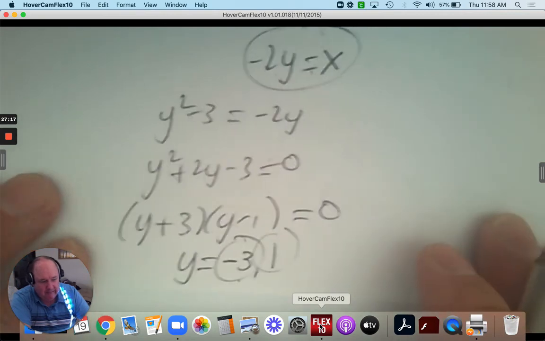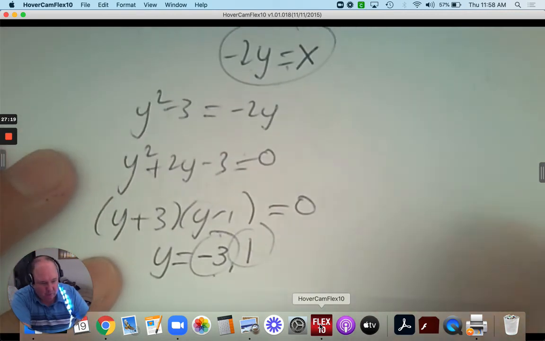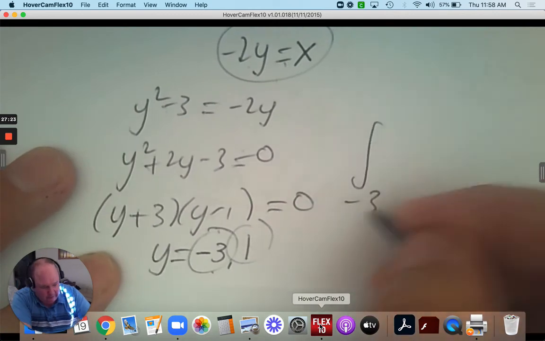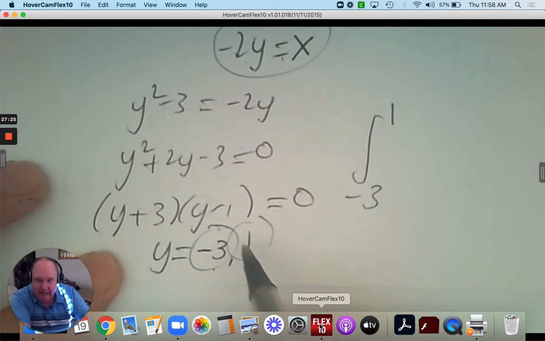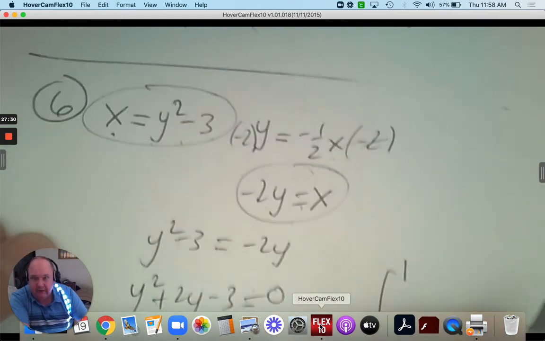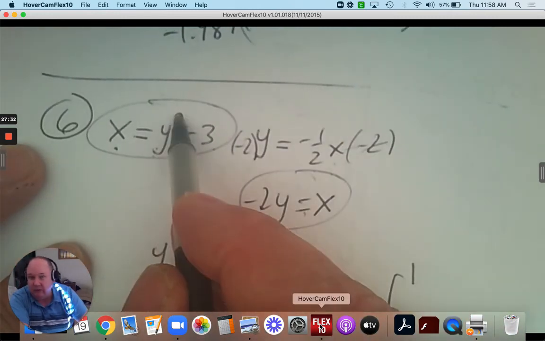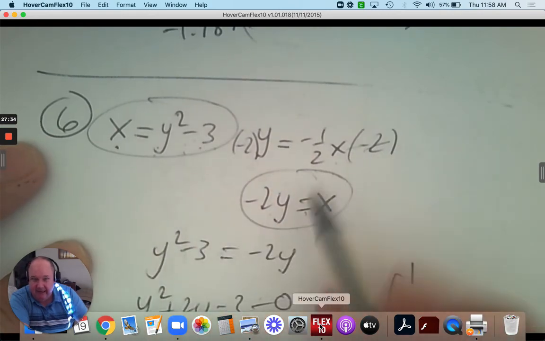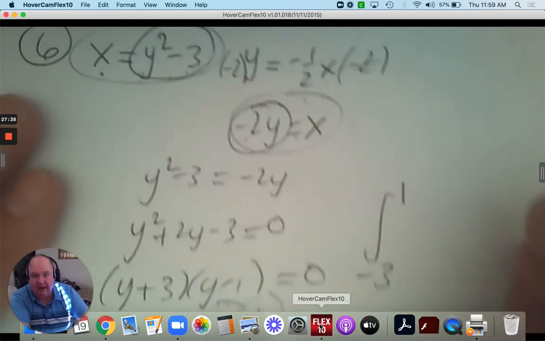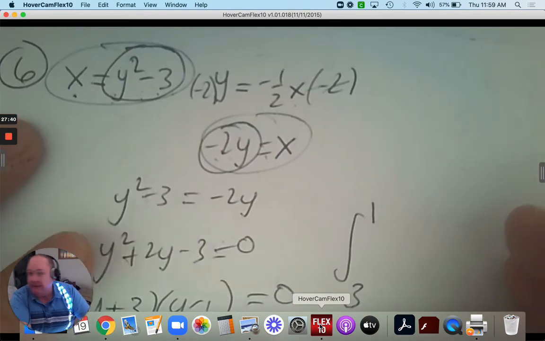It just happens that the graph is sideways. So if I understand the bounds here, it goes from negative 3 to 1. But now we're finding areas sideways, where it's right to left. So we're now going to use this y squared subtract 3 and negative 2y. So those are the ones. It's going to be in terms of y instead of x.